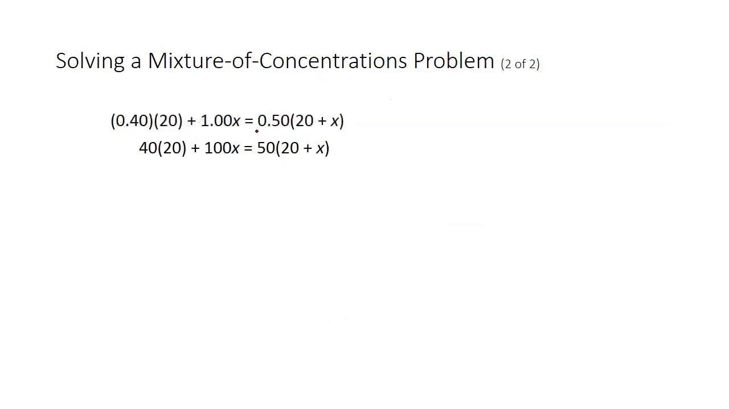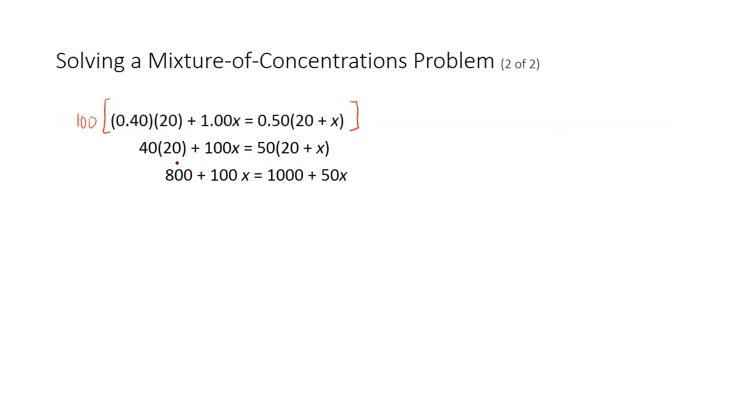We can multiply each term by a factor of 100 to eliminate the decimal. If I multiply this by 100, I get 40, multiply this by 100. So I'm multiplying each term here by 100 to eliminate the decimal. And then the next step is to distribute.